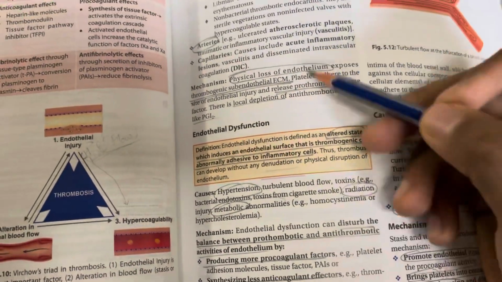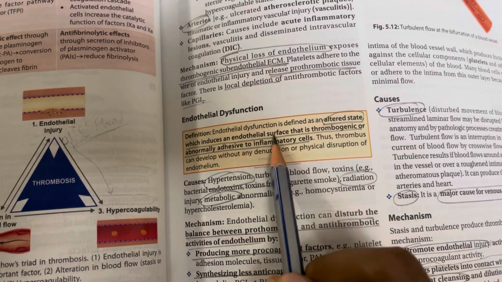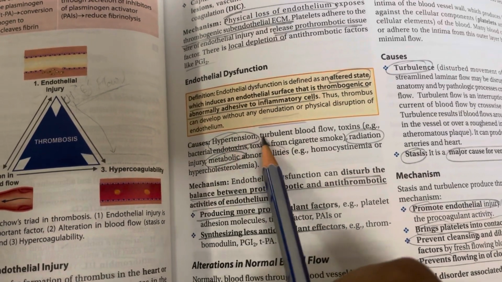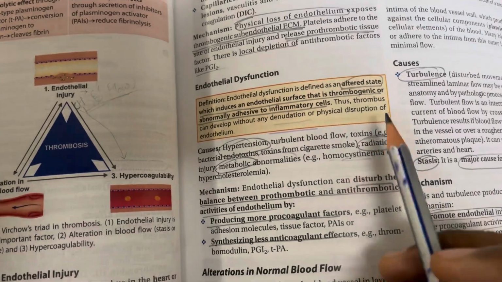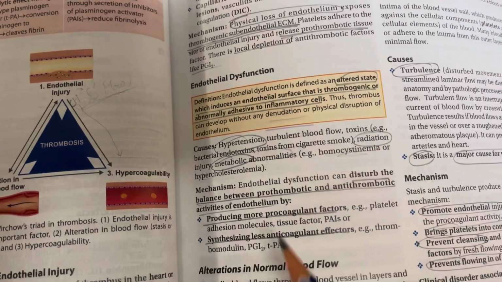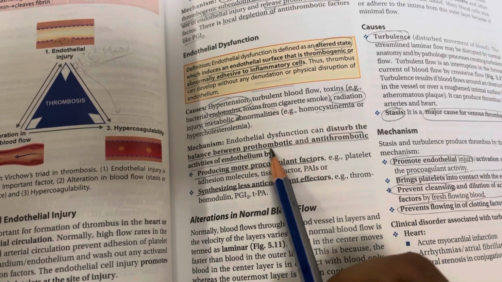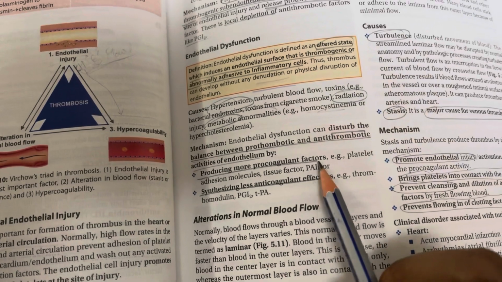Next, endothelial injury culminates in endothelial dysfunction, which is defined as an altered state which induces an endothelial surface that is thrombogenic or abnormally adhesive. So what are the causes? You have hypertension, metabolic abnormalities like homocystinemia or hypercholesterolemia, radiation injuries, bacteria, etc. So mechanism: endothelial dysfunction can disrupt the balance between prothrombotic and antithrombotic properties by producing more procoagulant factors and synthesizing less anticoagulant factors.